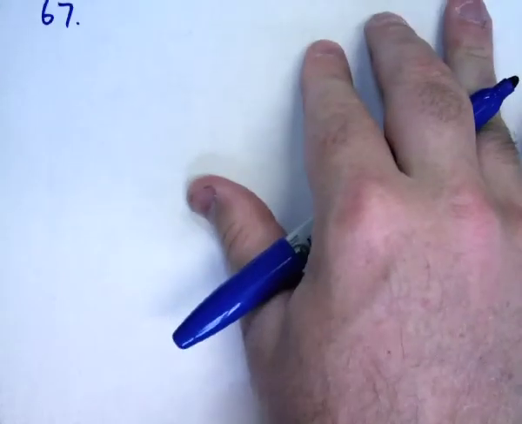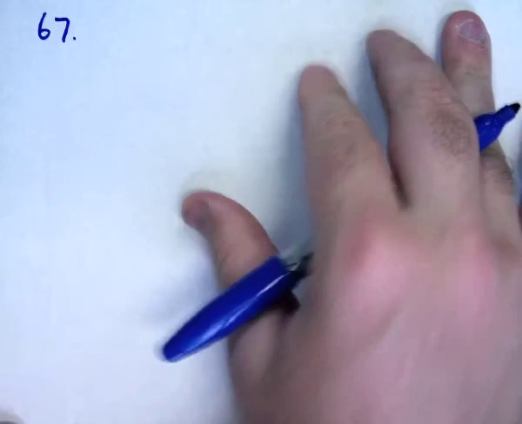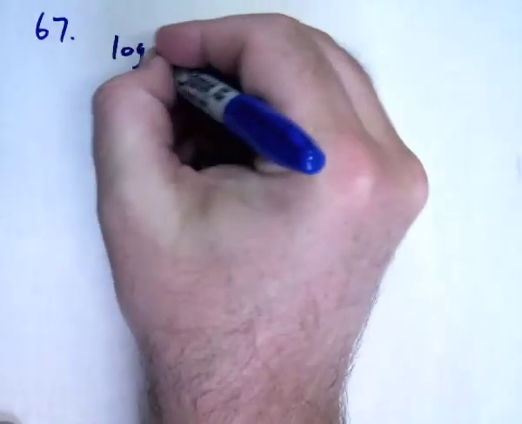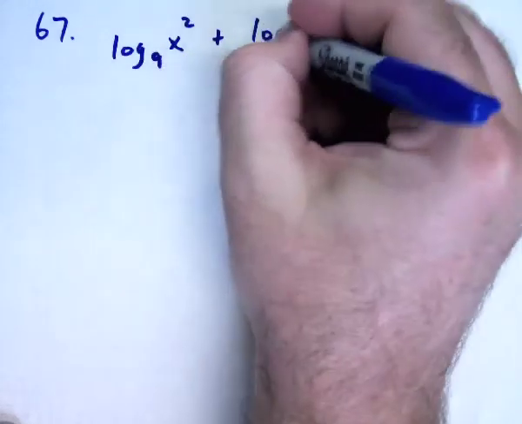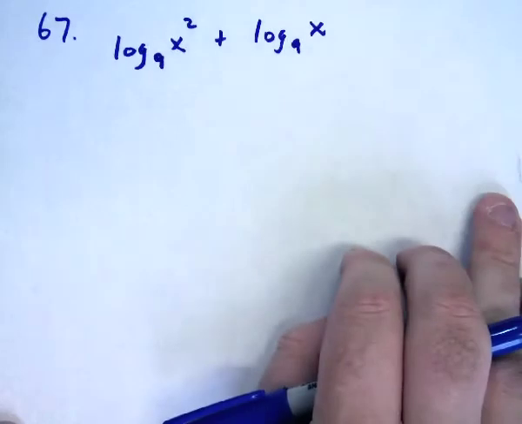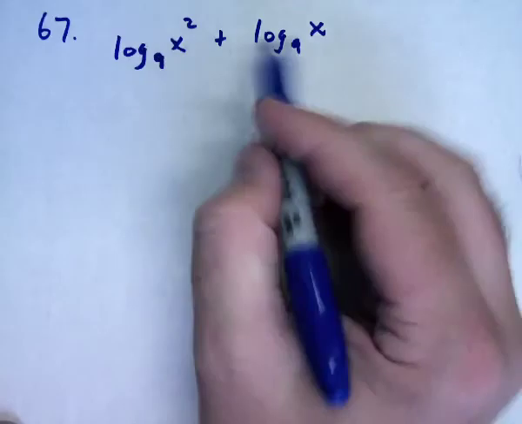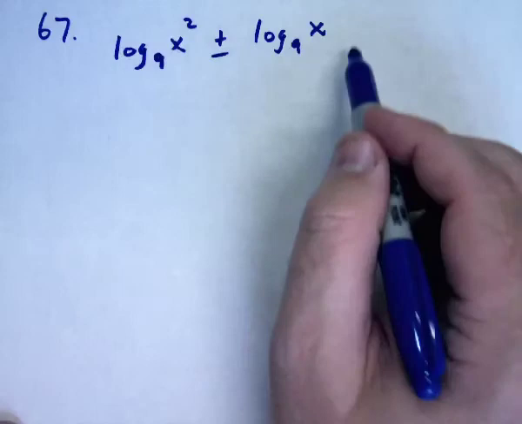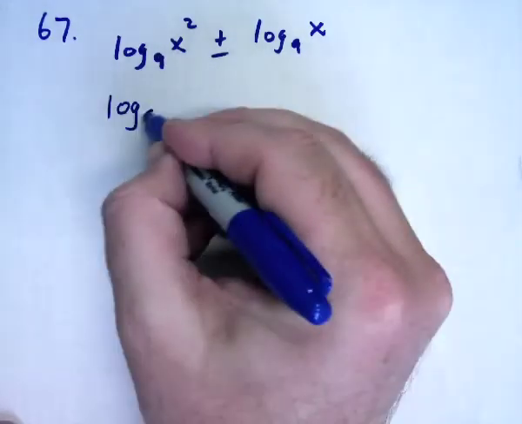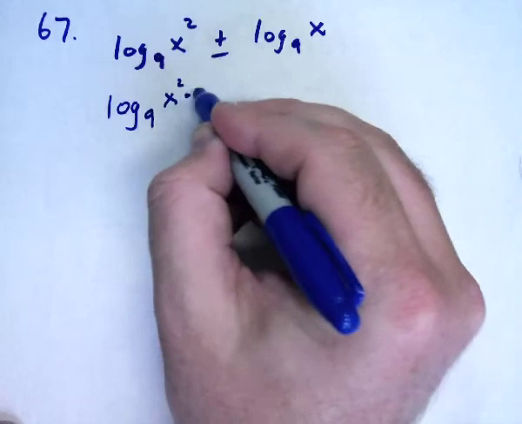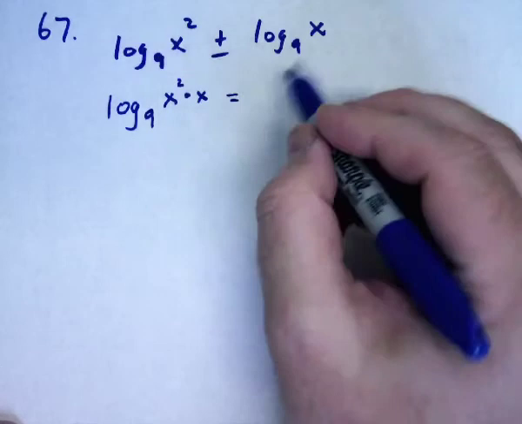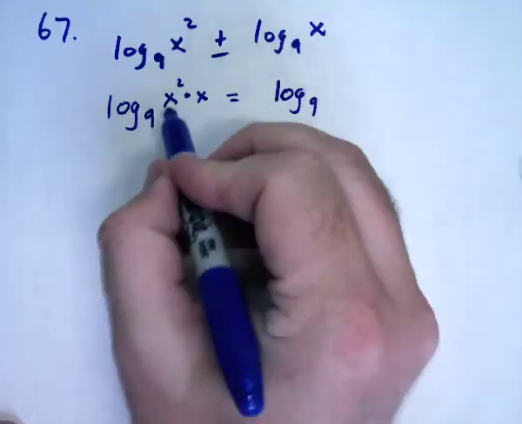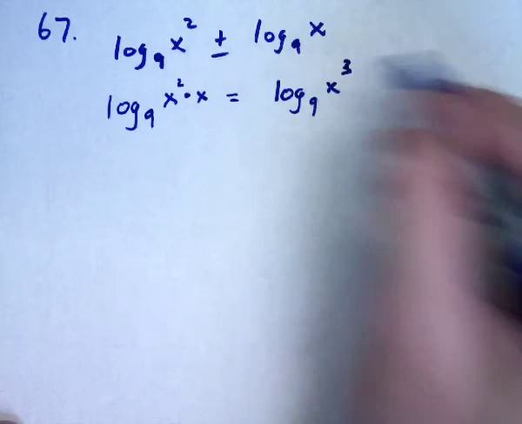67. 67 asks us to simplify log 9x squared plus log 9x. Okay, well, we know when we add logarithms, we should be multiplying, so this would be log 9x squared times x. Okay, so that is going to be log 9 x squared times x is just x to the third power.